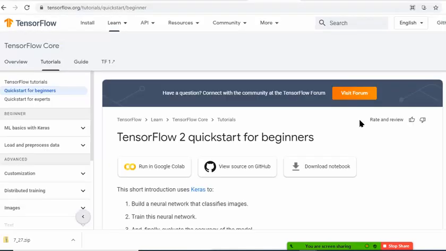All right. So TensorFlow is especially for neural networks. I don't know if they use the other machine learning techniques in TensorFlow. I think it's especially for neural networks.